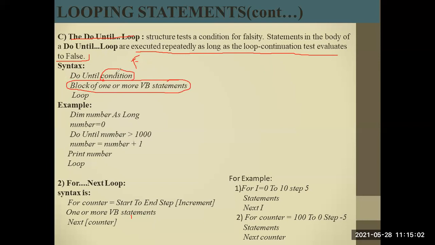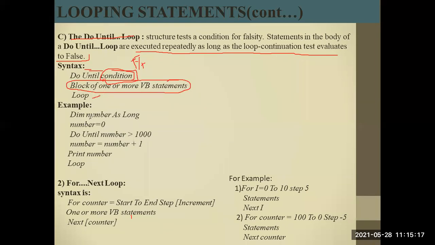Now this is the syntax for that one. Do until is your keyword. Then we have the condition statement here, which will always be true or false. Based on this true or false, we will execute certain blocks. Then we will end with the loop.